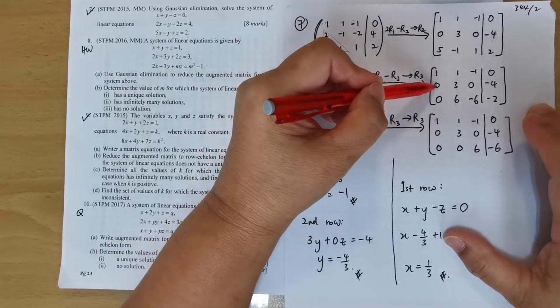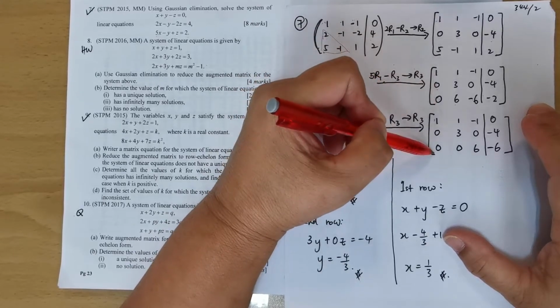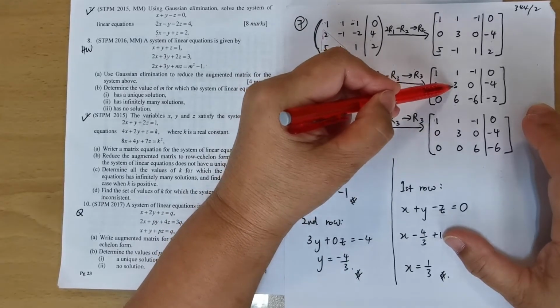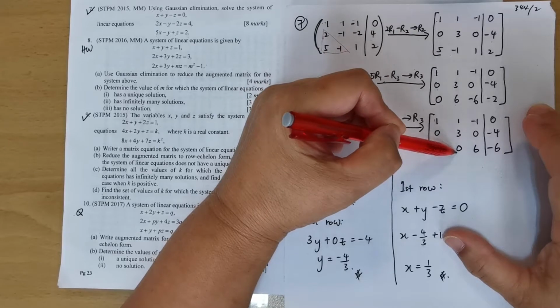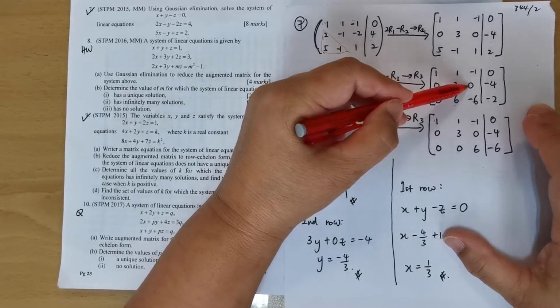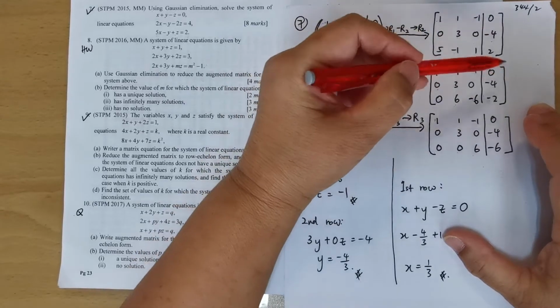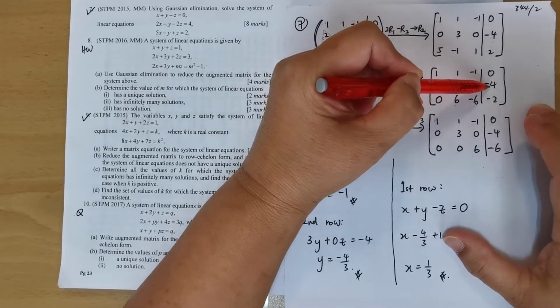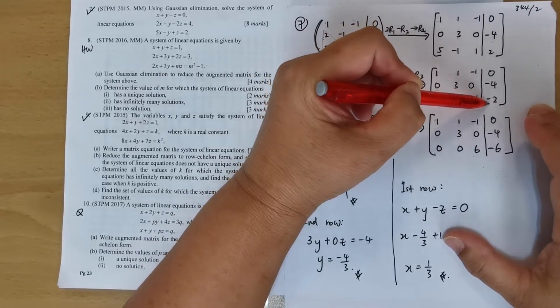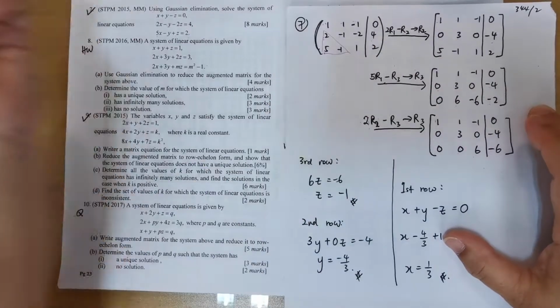So this one times 2, 0. 0 minus 0, 0. This one times 2, 6. 6 minus 6, 0. This one times 2, 0. 0 minus negative 6, 6. Alright, so this one times 2, so negative 8. Negative 8 minus negative 2 means plus 2, so negative 6.